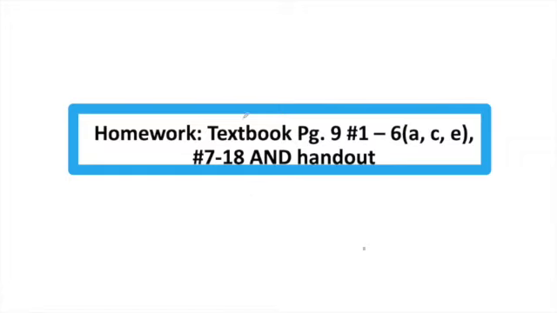So what you're going to do is complete page 9, 1 to 6. Make sure you're just doing A, C, E, and 7 to 18, and then you're also going to complete a handout. Okay, good luck. Let me know if you have any questions.